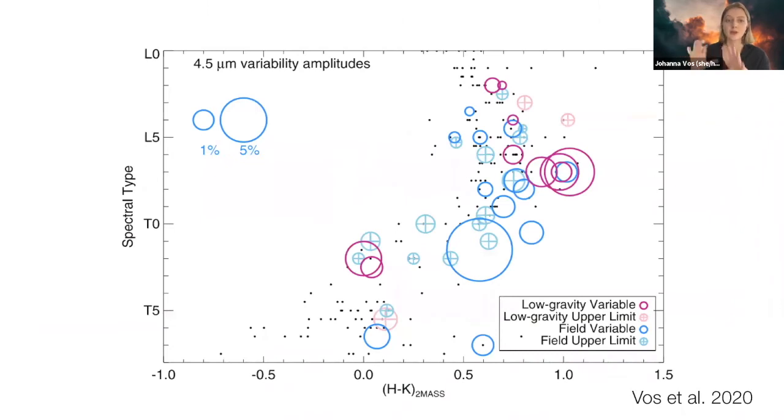And here I'm showing you young and field objects that have been monitored with Spitzer at 4.5 micron. So it's a spectral type color diagram, similar to the magnitude diagram I was showing you earlier. The symbol size here shows the amplitude of variability. Field objects are in blue, young objects are in pink, and the darker colors represent actual detections and the lighter colors represent just upper limits. And as you can see, we do have a decent sample size to actually explore the variability properties.